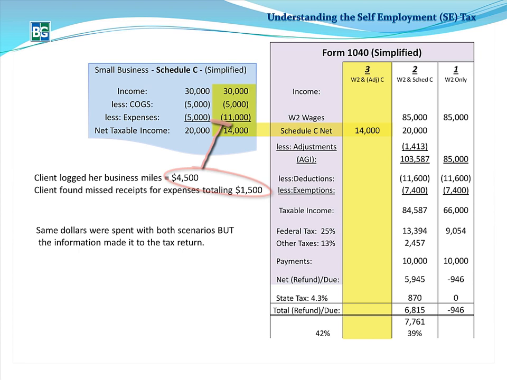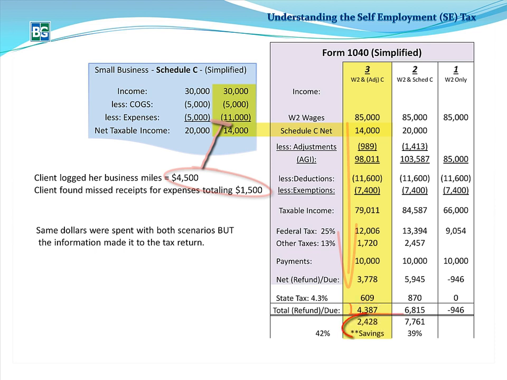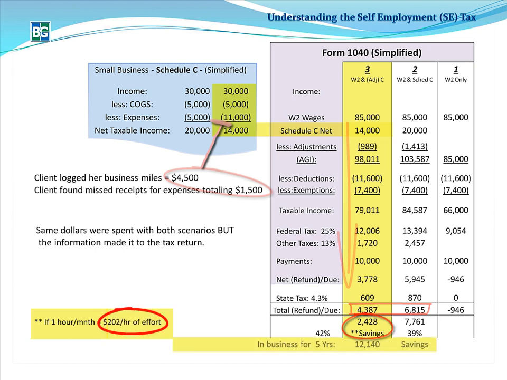Now, as the information is processed in the return, this extra $6,000 in missed expenses lowers the total amount due to $4,387, which is over a $2,400 tax savings. Now, what if that extra effort took an hour a month? That's over a $200 savings per hour of effort. Spread over 5 years, a savings of over $12,000, and over the course of 10 years, you would have saved almost $25,000.